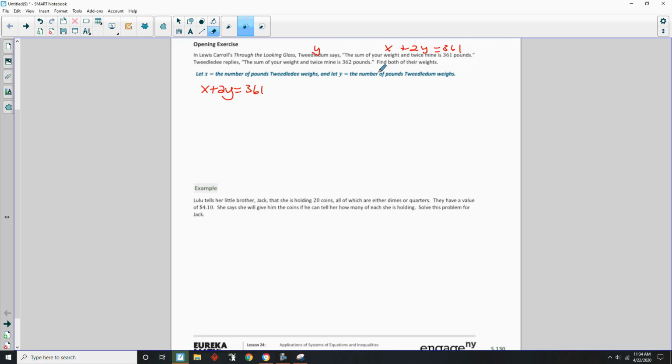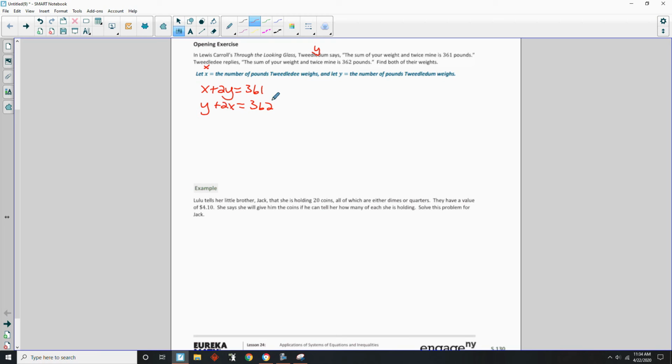Setting up the second equation, again, Tweedledum is y, Tweedledee is x, and Tweedledee says the sum of your weight, which is y, and twice mine, 2x, is 362 pounds. And now we have to find both weights.